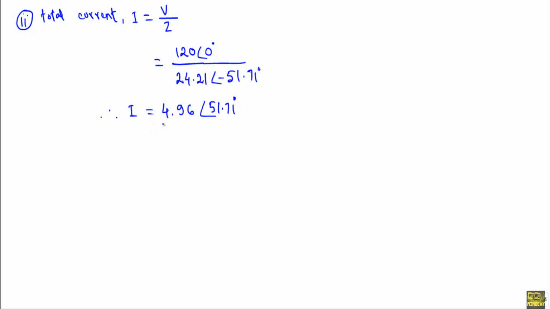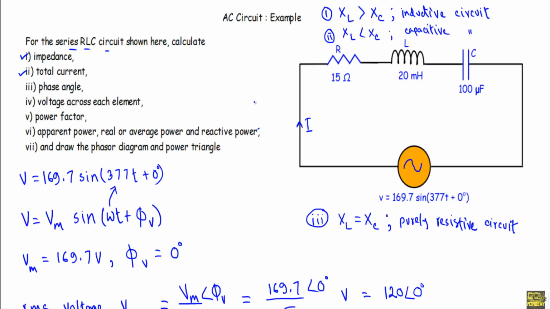51.71 degree. Now see, this 4.96 will indicate the value of RMS current, IRMS is equal to 4.96 ampere. This 51.71 degree is known as the phase angle of the current phi I, which will be equal to 51.71 degree. After calculating total current, we have to calculate the phase angle, that means we have to calculate the phase difference between the total voltage and total current in the circuit.